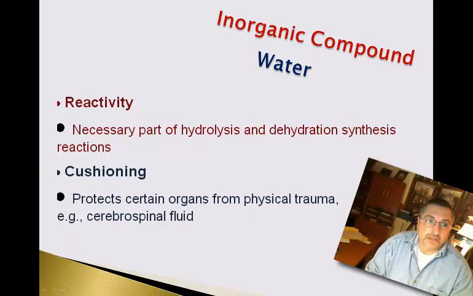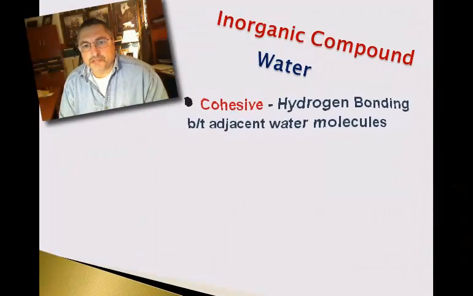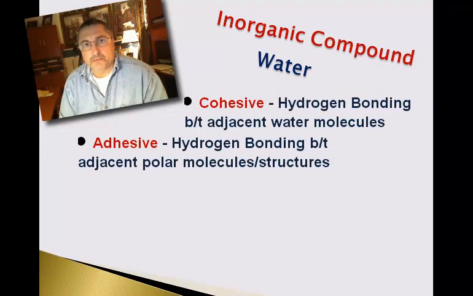And cushioning. We're going to see that water is going to be the key component of the fluids that are going to be encasing most of our organs to cut down on traumatic blows. Things such as cerebrospinal fluid, if you want to think about it. And finally, two other properties associated with water are the cohesive and adhesive properties associated with the hydrogen bonding. Cohesive would be water molecules interacting with other water molecules. Adhesive would be water molecules interacting with neighboring polar molecules other than water.